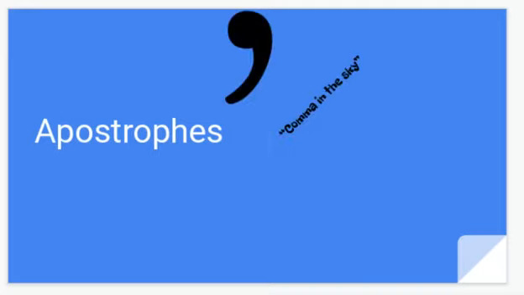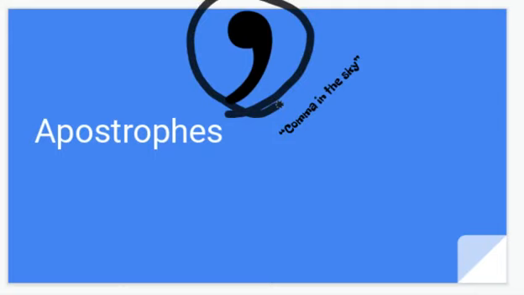So first we're going to talk about apostrophes. They look like this right here. Some people call them a comma in the sky. Not entirely accurate, but it's a good way to think of it. Apostrophe is up high on the line that you're writing on.